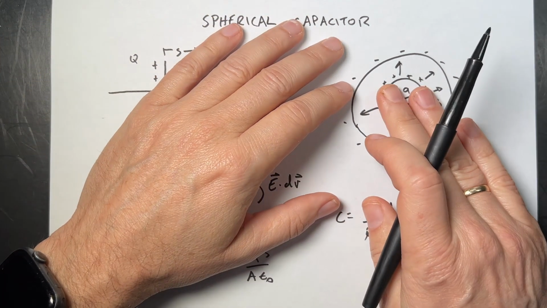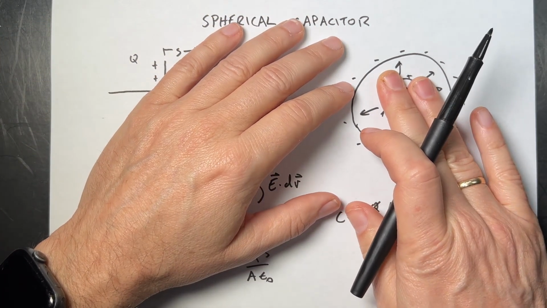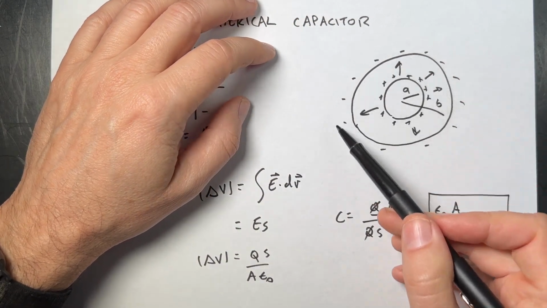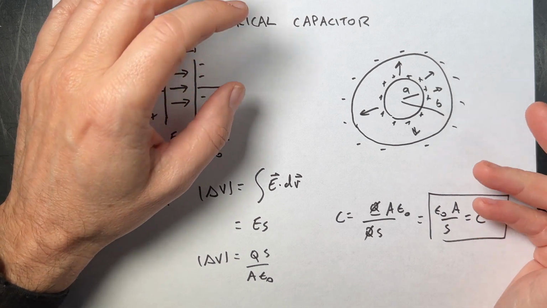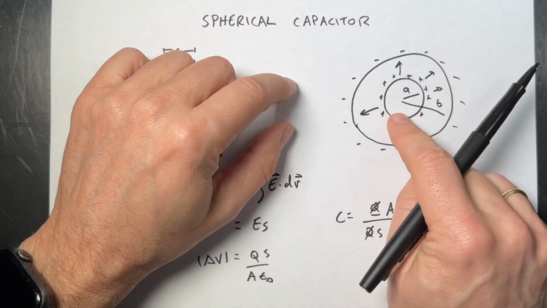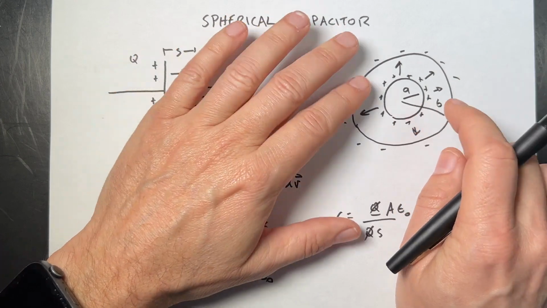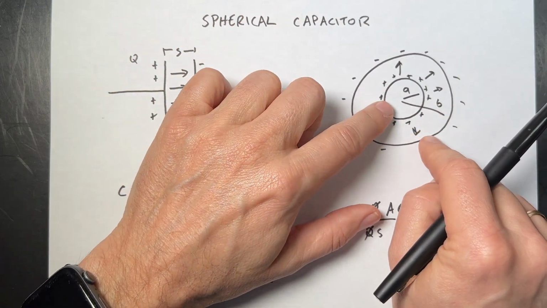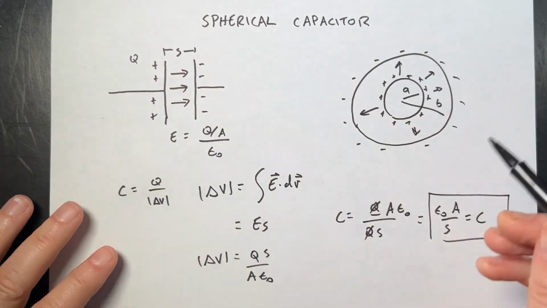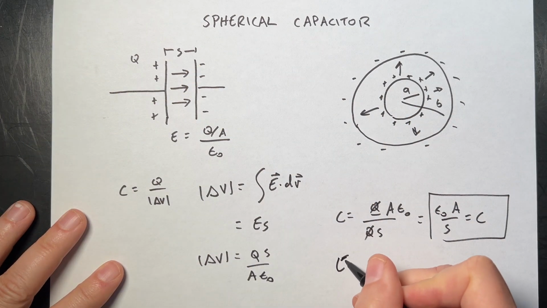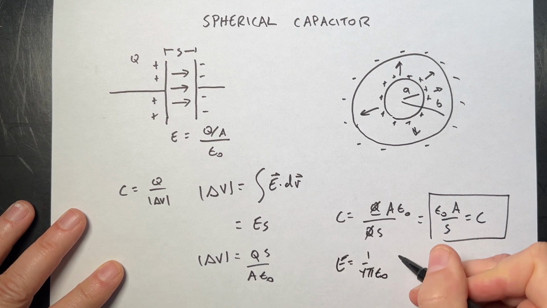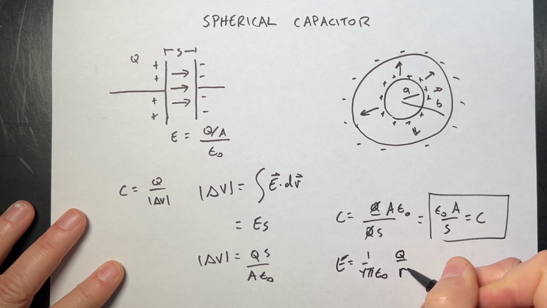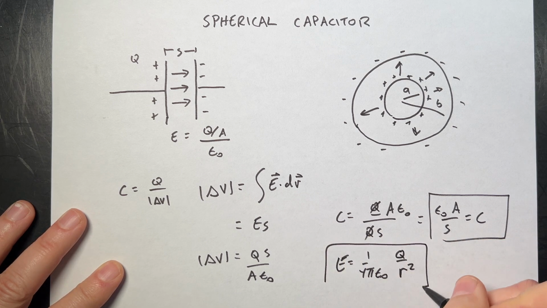So imagine that I take away this middle sphere. Then the electric field due to this negatively charged sphere is zero inside, because a uniformly charged sphere has a zero electric field inside. So that means I only have the electric field due to the positive charge, which looks like a point charge. So I can say E equals 1 over 4 pi epsilon naught Q over r squared. That's the magnitude of the electric field.